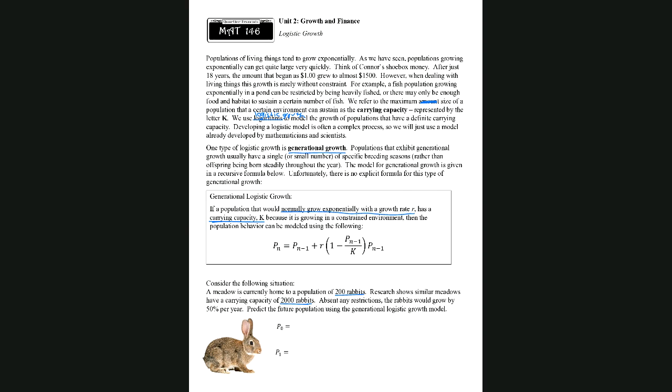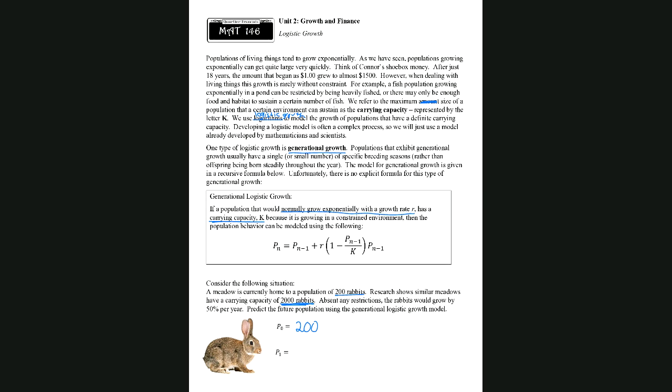All right, so we know that we could use the exponential model if they were not restricted by the environment, but they are. The environment can only hold at most 2,000 rabbits. So we know we're going to use the generational logistic model to do this. So P sub 0, we know the meadow is currently home to 200 rabbits, so P sub 0 is 200.